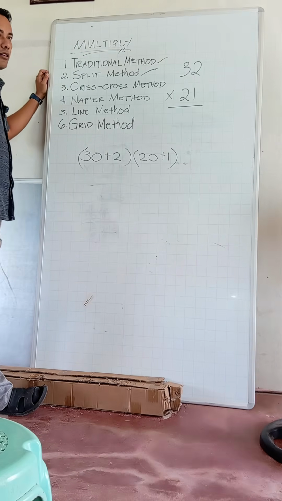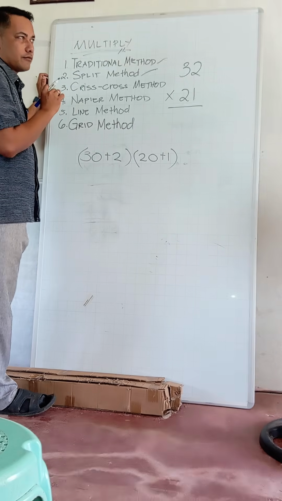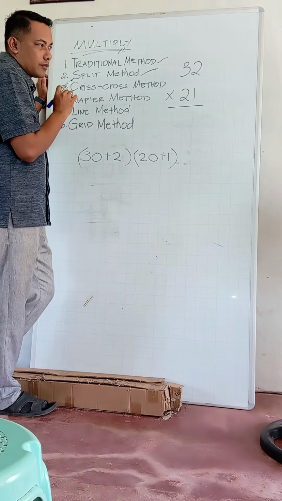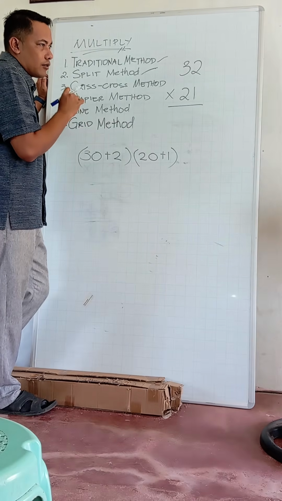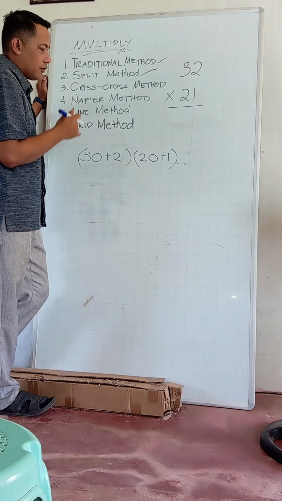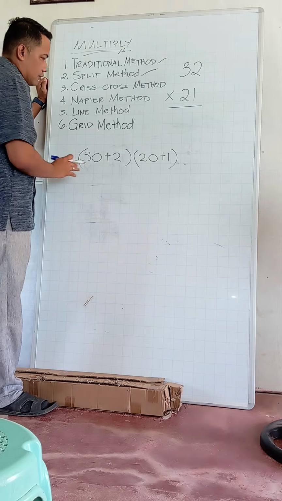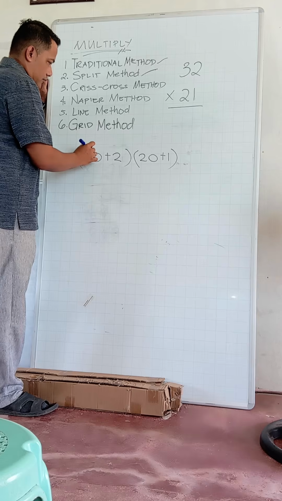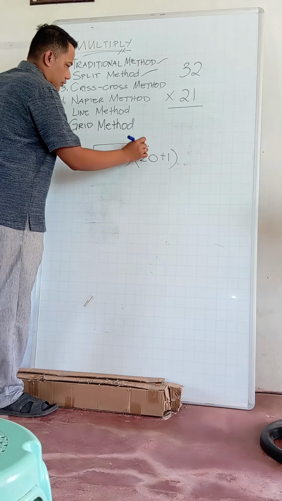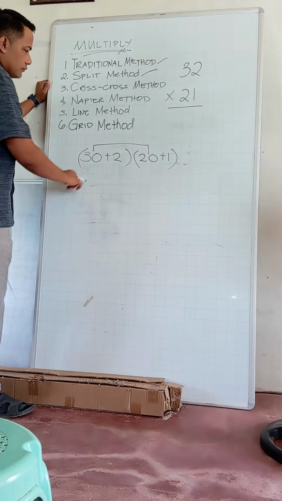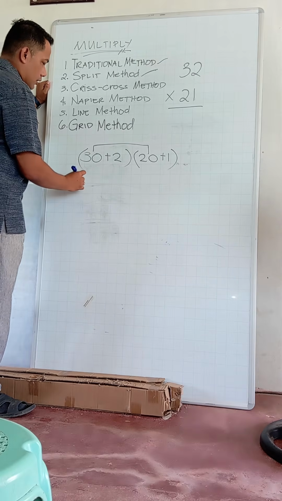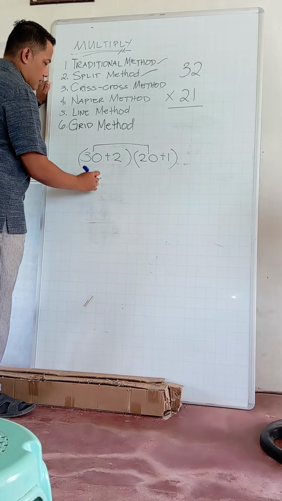So using the idea of the special products, by using the FOIL method, you can solve this by multiplying 30 and 20. So 30 and 20 is 600.